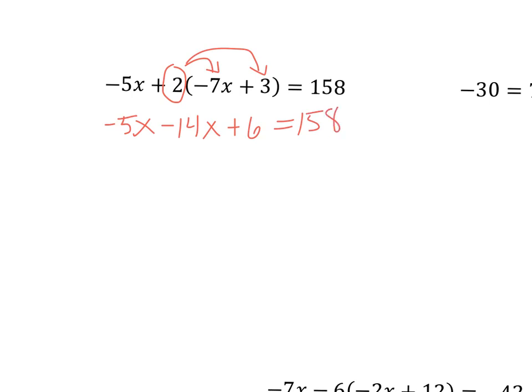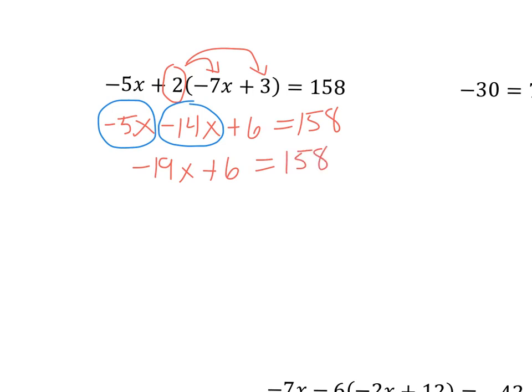Now that we're at this step, we have some terms that we can combine and simplify. So we can combine our negative 5x and our negative 14x, right? Those are like terms. So we can combine those to get negative 19x, right? Negative 5 minus 14, that gives me negative 19, plus 6 is equal to 158. And now that we're at this step, we can't simplify any further, so we can solve.